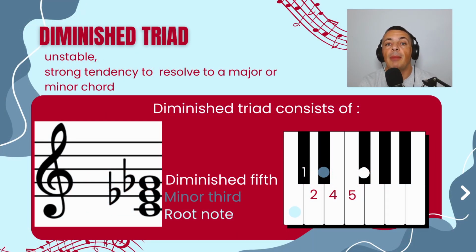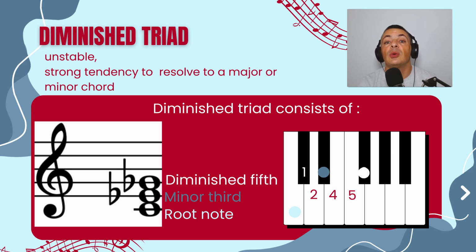First, we will talk about the diminished chord. This type of chord sounds very unstable and has a strong tendency to move and to resolve to a major or minor chord. Diminished chord consists of the root note, minor third, which we explained when we talked about the minor chord, and diminished fifth. We can find a diminished fifth in two ways.